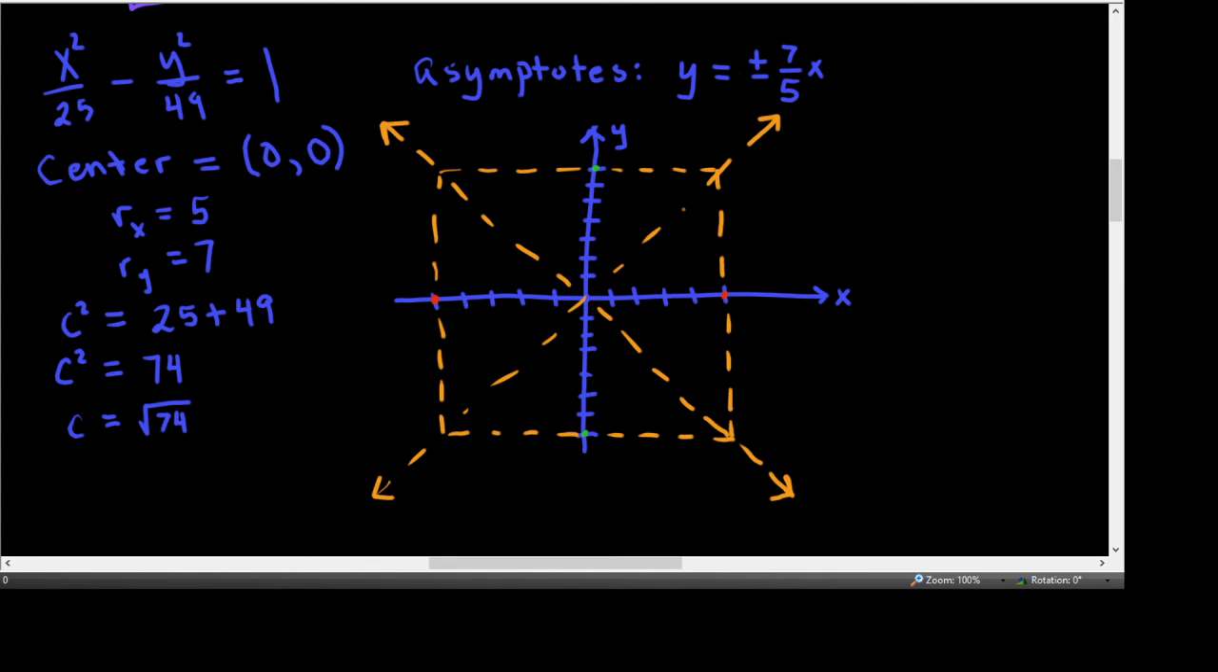Okay, now you have to draw the hyperbola branches. The only question is, well, do they open up and down or do they open left and right? If you look at the original equation, it's x squared that's in the positive fraction. So we're going to move in the x direction to get our drawing done. So we're going to open left and right.